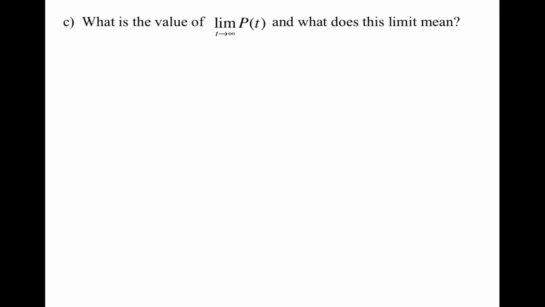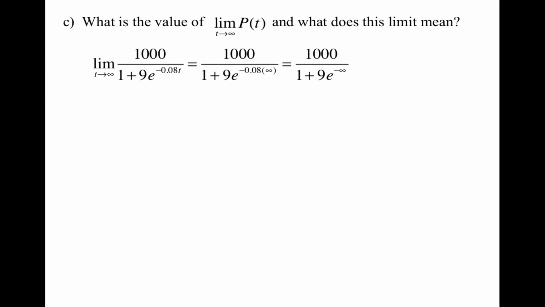All right, so what is the value of the limit as t approaches infinity of P of t, and what does this limit mean? So I'm going to take the limit of my logistic growth model. When I plug infinity in, I'm going to get an e to the negative infinity. And as the exponential graph is approaching x values really, really small towards the negative direction, we are approaching 0. So that means that our limit is going to be 1,000.